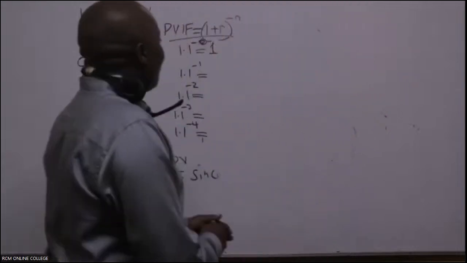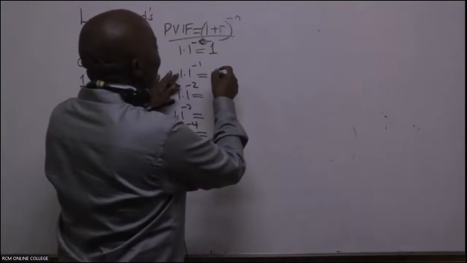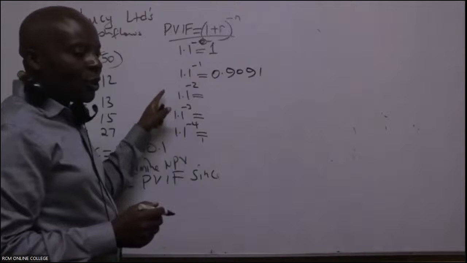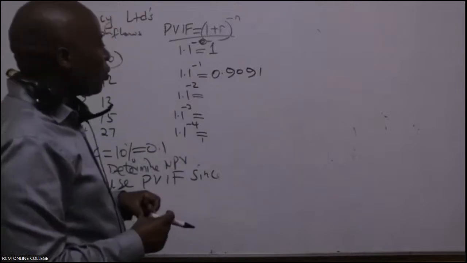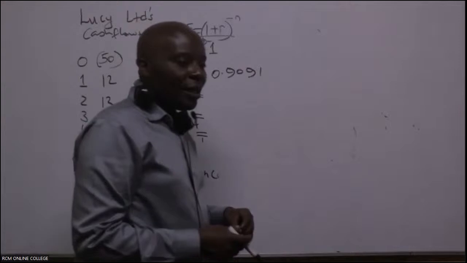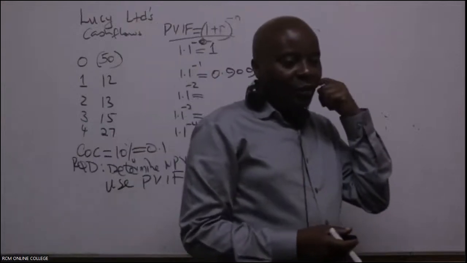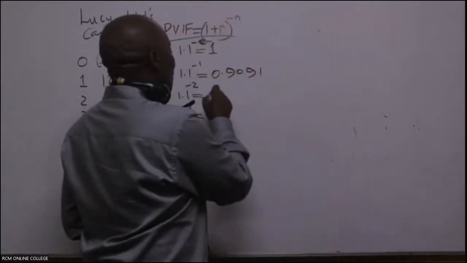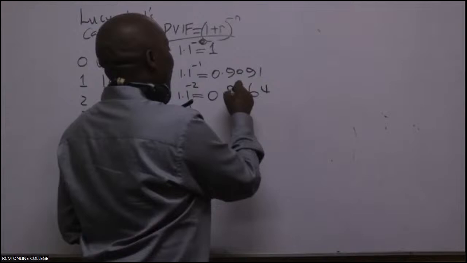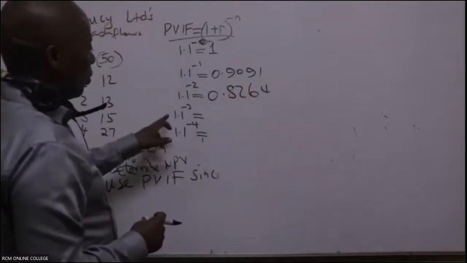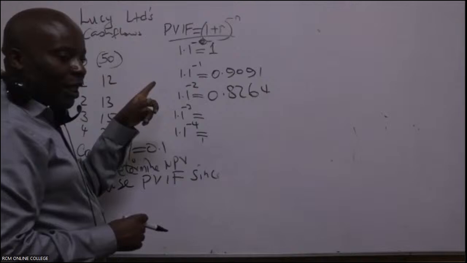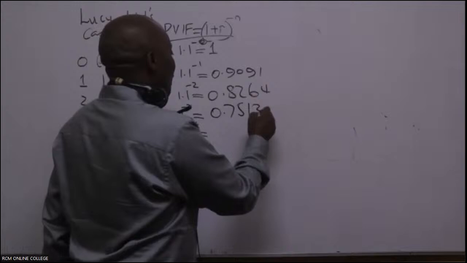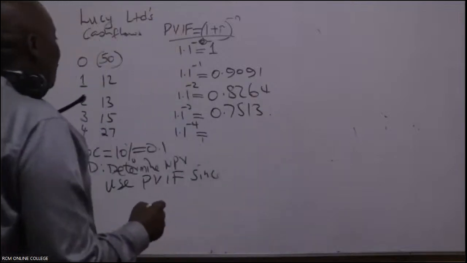Great. So then, ladies and gentlemen, here we are. For the second one, somebody is giving me a figure of 0.9091. How about this one here? When you raise 1.1 to -2, is there somebody who could be having an answer? Lucy Allen gives me a figure of 0.8264. Then you go to the third one, 1.1 raised to -3. According to Lucy Allen, we have 0.7513.